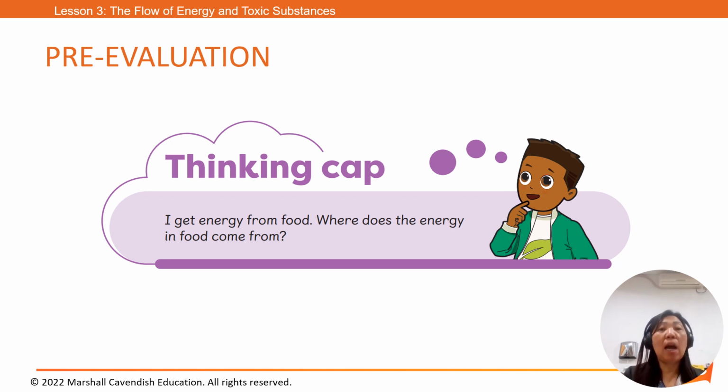Well, the energy in our food comes directly or indirectly from the plants or producers and the animals that we eat. So, where do producers get their energy from? Yes, that's true. The producers get their energy from the sun. Just now we looked at the picture of the sun, and the sunlight is needed by the producers, that is the plants, to make food. So that's why we get energy from the sun, through the plants.